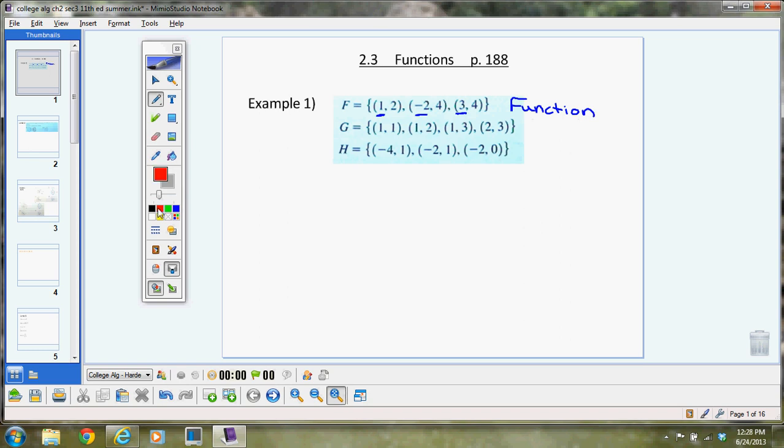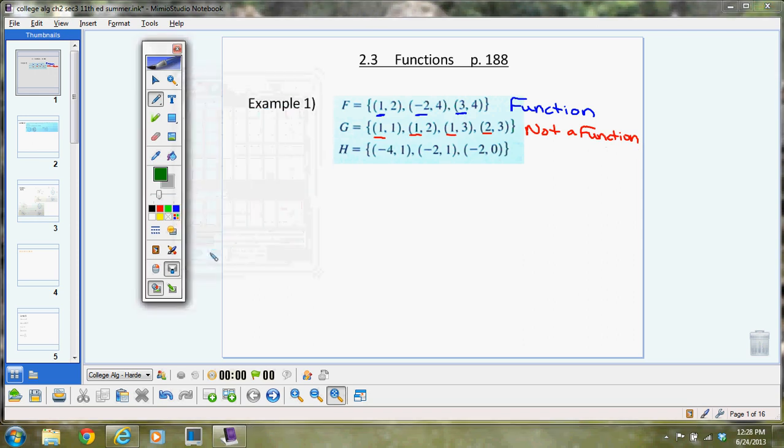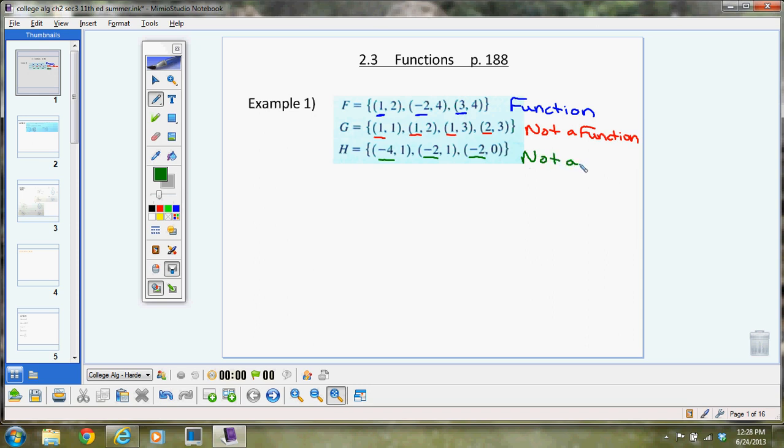Let's look at g. I have 1, 1, 1, 2. That is not a function because we have repeat when we look at the x values. Remember, you're only looking at the x. Let's look at h and see if h is a function. I have -4, -2, -2. The -2 is repeated, so that one is also not a function.